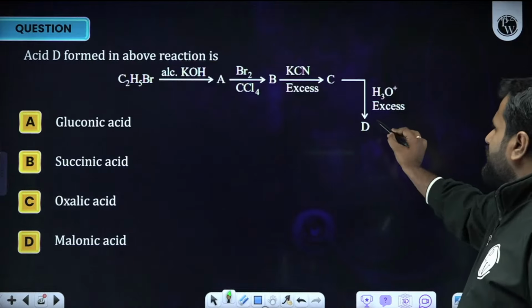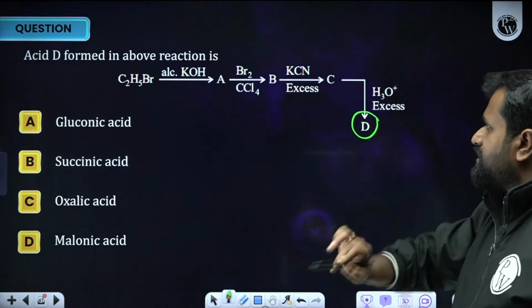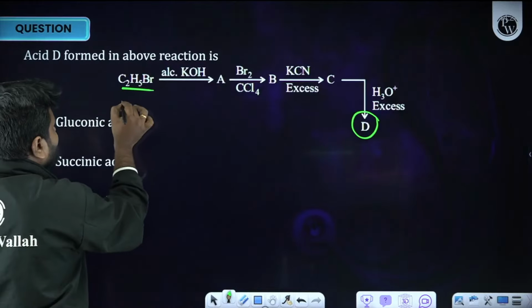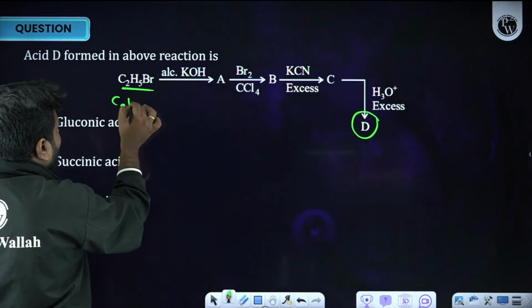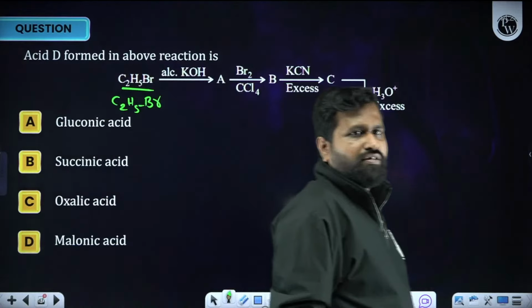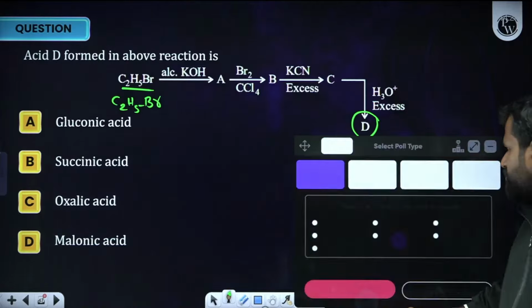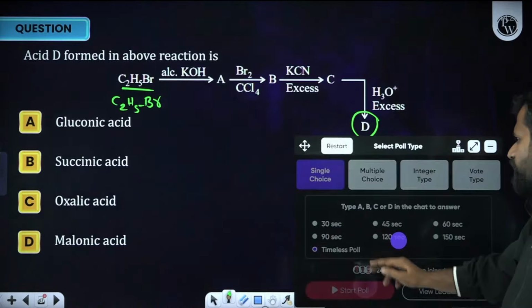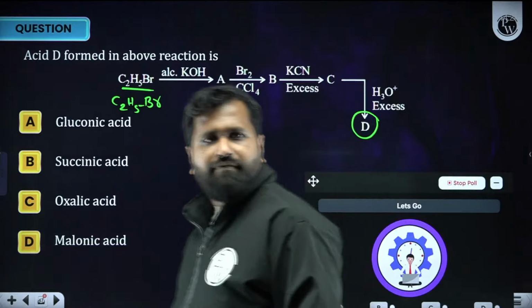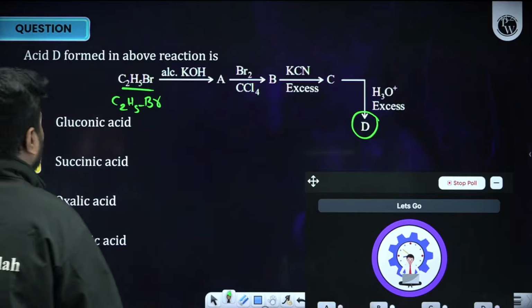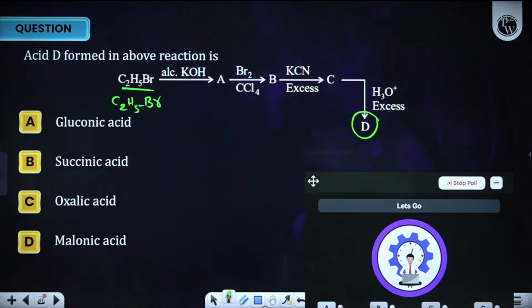The acid formed in the above reaction is, they are starting from alkyl halide, C2H5Br. Quick. Organic chemistry is very interesting. Only a few questions, so after that we can go for lunch. That's it, I will also finish the class. Now organic, I think everybody can do it in a very happy way.